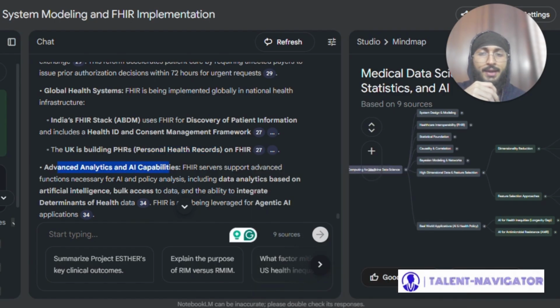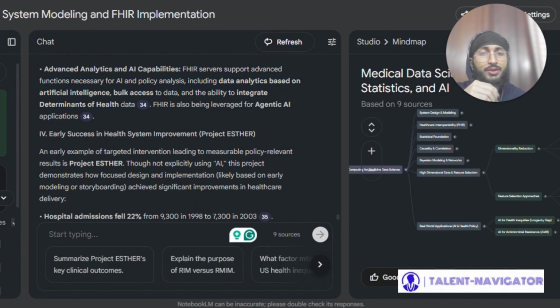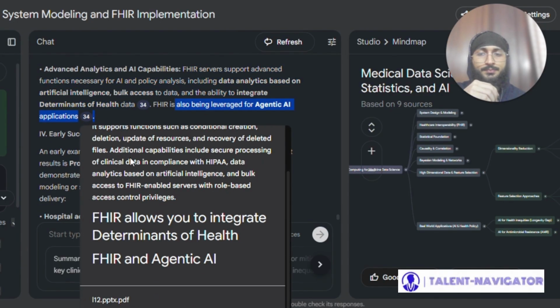Advanced analytics and AI capabilities. FHIR servers support advanced functions necessary for AI and policy analysis, including data analytics based on artificial intelligence, bulk access to data, and the ability to integrate determinants of health data. FHIR is also being leveraged for agentic AI applications, right?